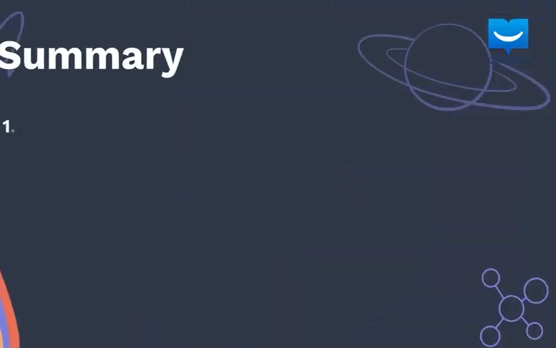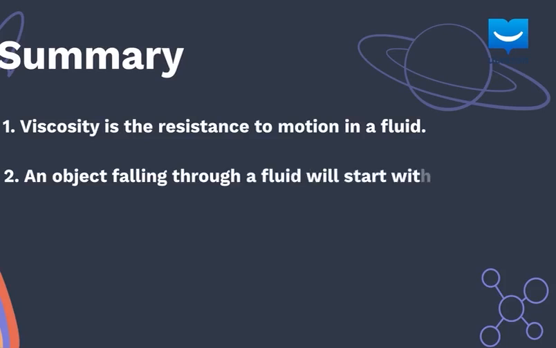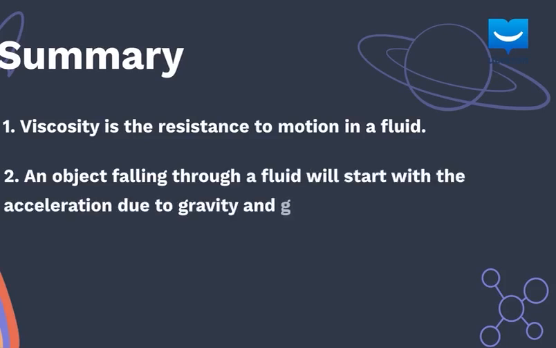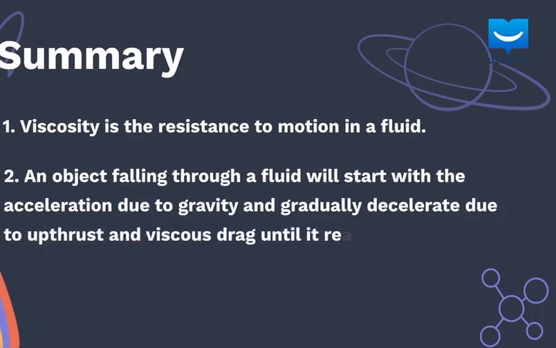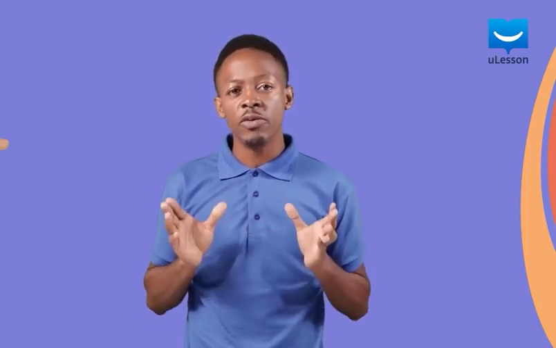Now, so far in this lesson, we have learned about another property of fluids called viscosity. Viscosity, we said, is the resistance to motion in a fluid. We also said that an object falling through a fluid will start with the acceleration due to gravity and gradually decelerate due to upthrust and viscous drag until it reaches a constant velocity known as the terminal velocity. So in the next lesson, we will learn about the factors affecting viscosity and further applications of viscosity.